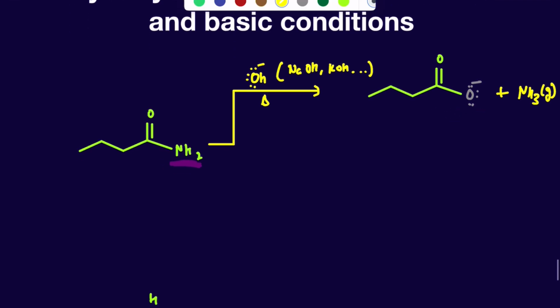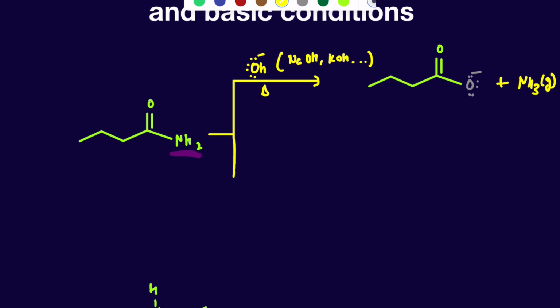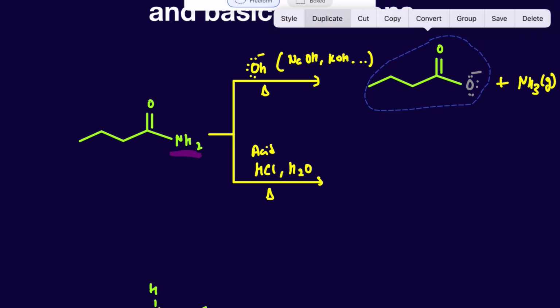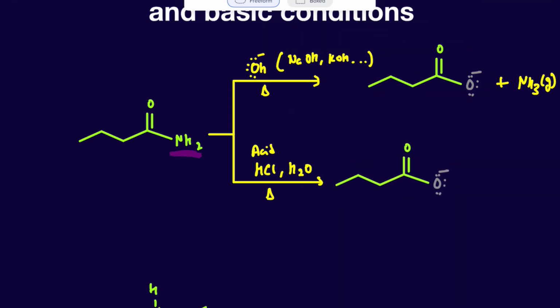But if I was doing the hydrolysis of the same compound but under acidic conditions, I will be using, let's say, HCl with water or any acid basically, and I will be heating it up. Now, what's really going to be the difference? I will still be making the carboxylic acid that I got up there, but now, since this is done under acidic conditions, this carboxylic acid would be protonated. So that would be really the difference.